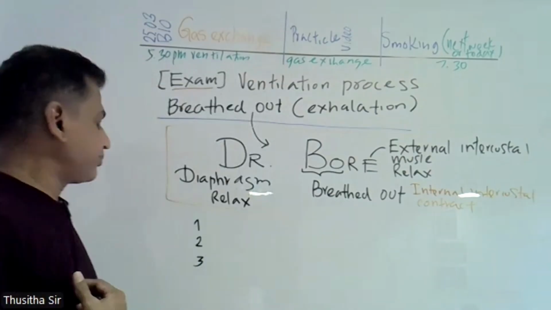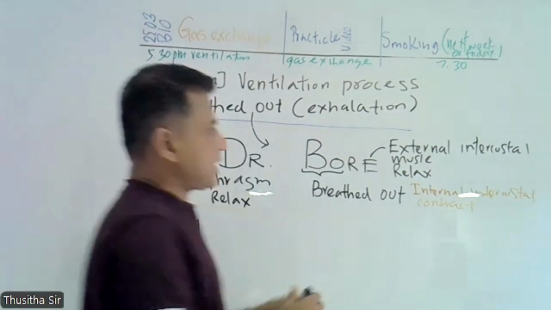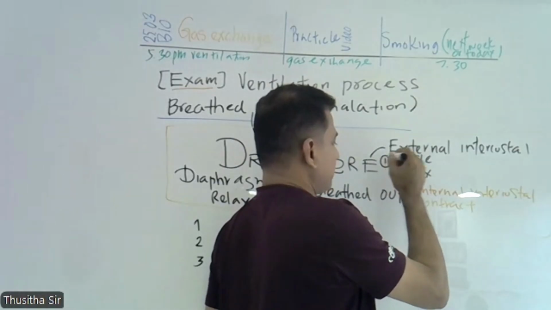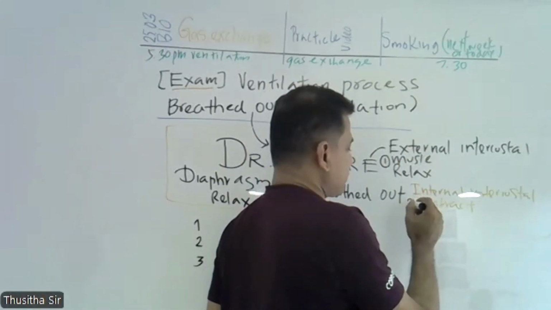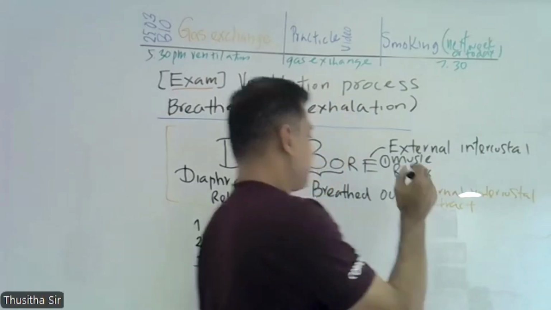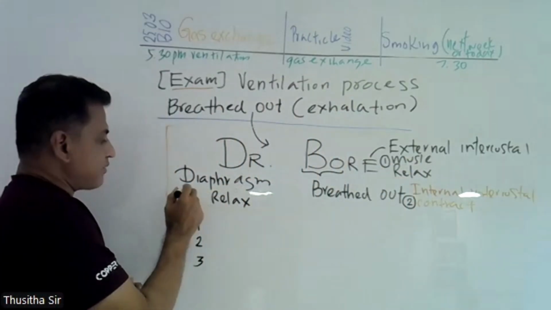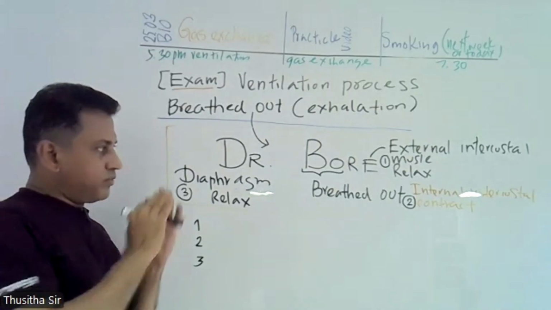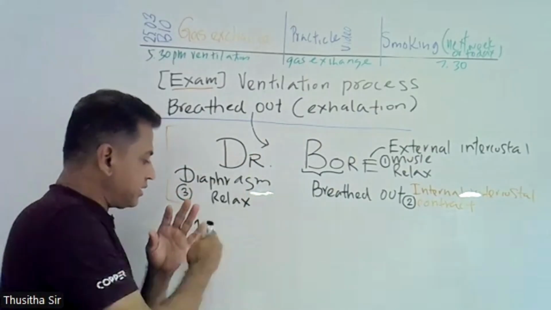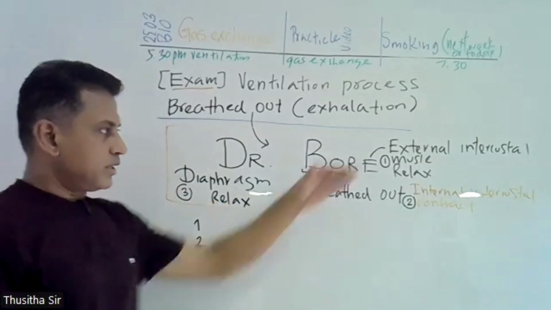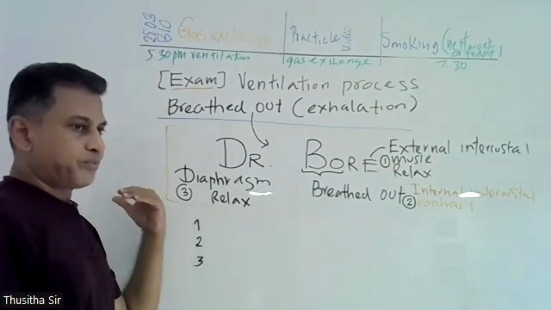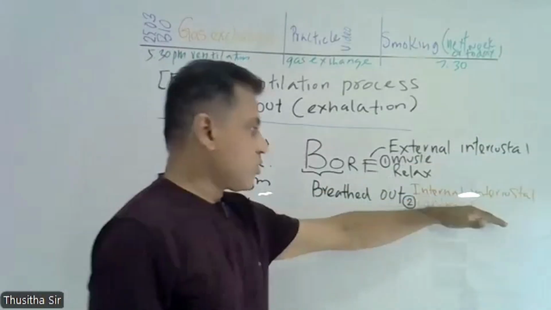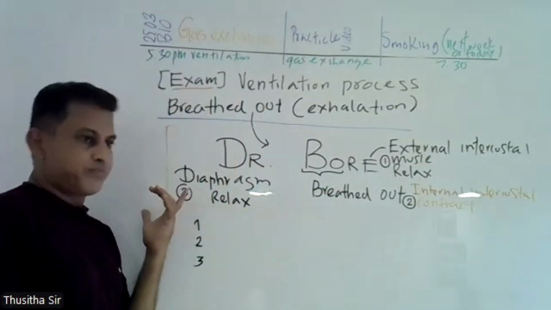Right, so that's actually the first one, external intercostal muscle relax. The second one, internal intercostal muscle contract. Third one, diaphragm relax. So now, if you remember this, you can already write these 3 points, the process 1, 2, 3. External intercostal relax, internal intercostal contract, diaphragm relax.